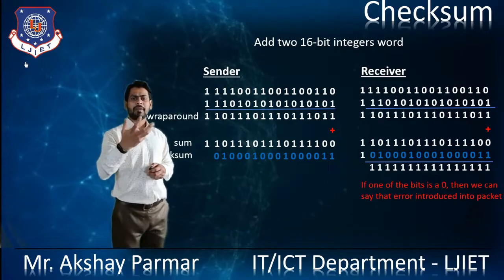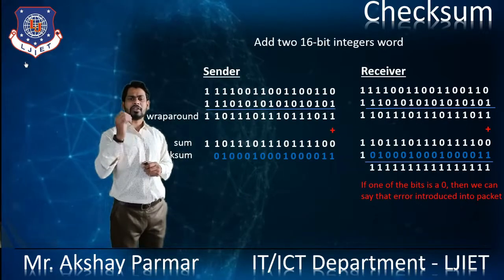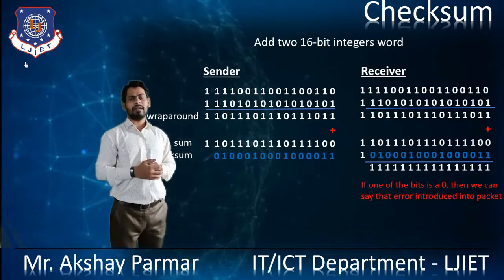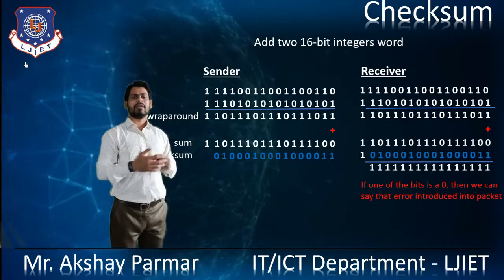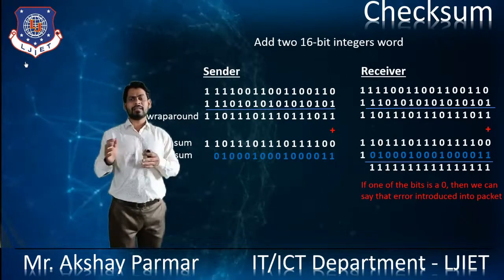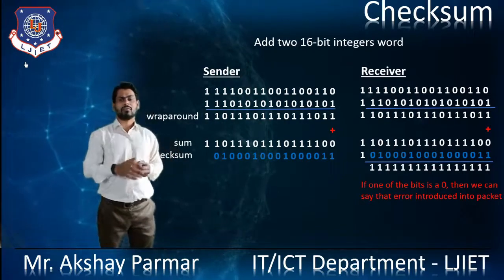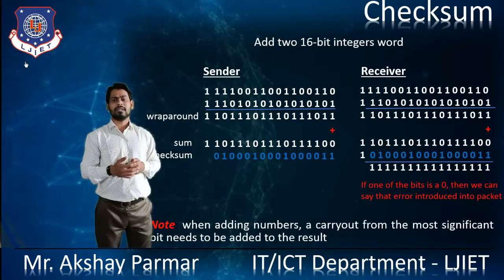If one of the bits is a 0, then we can say that an error is introduced into the packet. But in our case no 0 is there, so we can say that the data sent by the sender is received at the receiver end successfully.